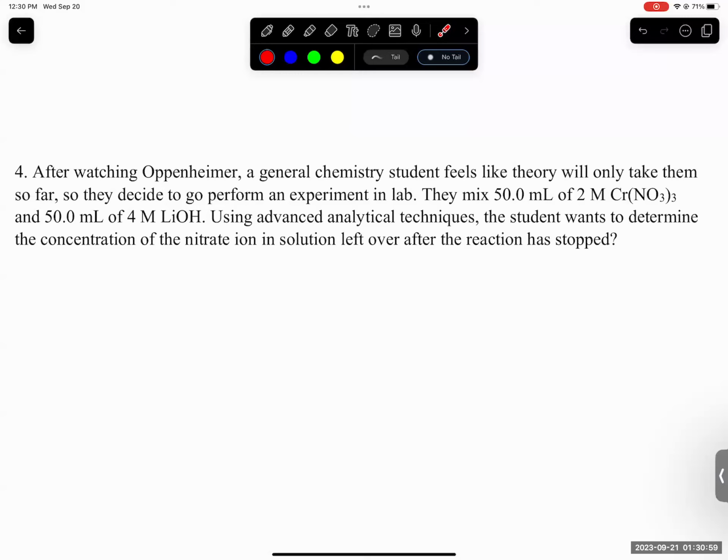All right, what is going to be our first step always? Before balancing the equation, we've got to write it out, right? So write out the equation, then balance it. So chromium nitrate, Cr(NO3)3, plus lithium hydroxide. What are my products? Lithium nitrate, yeah, that's one of them. And then what's my other one? Chromium(III) hydroxide.